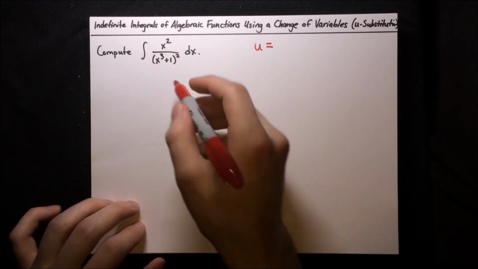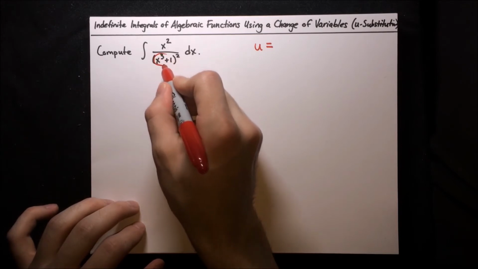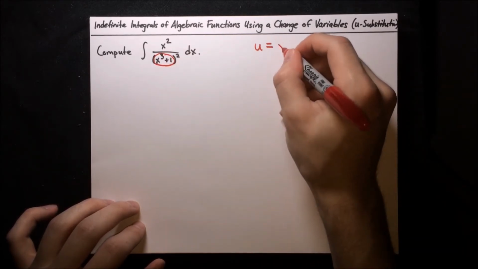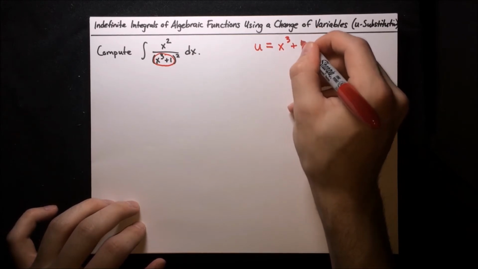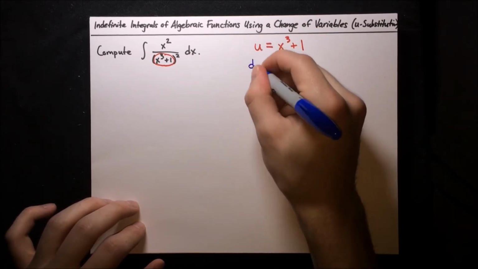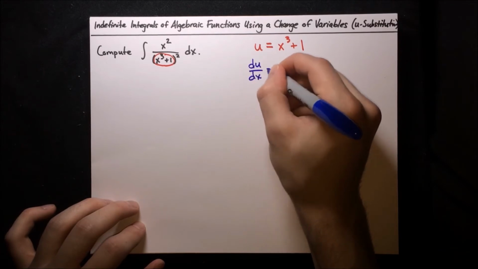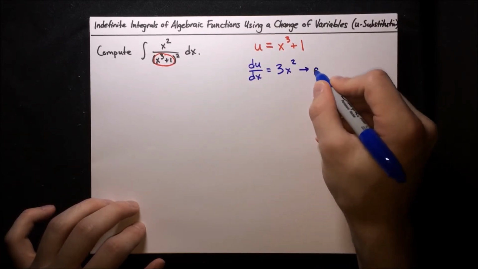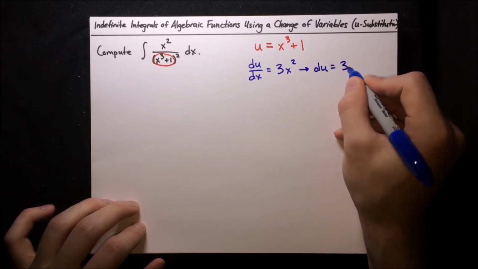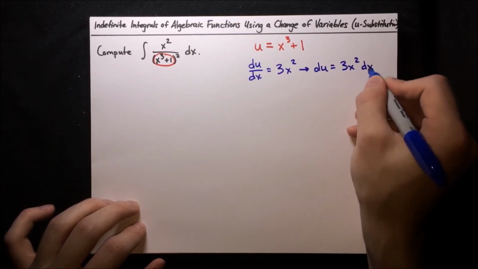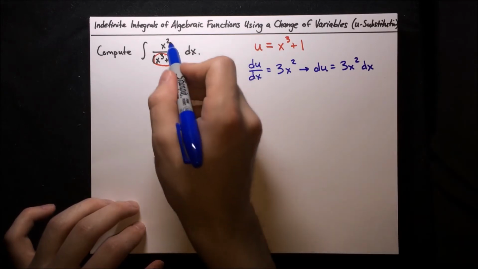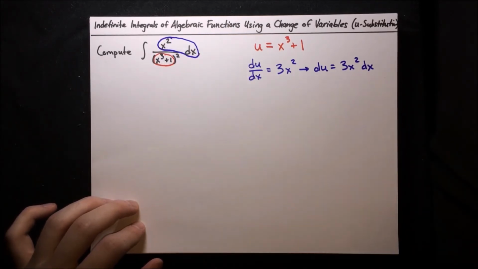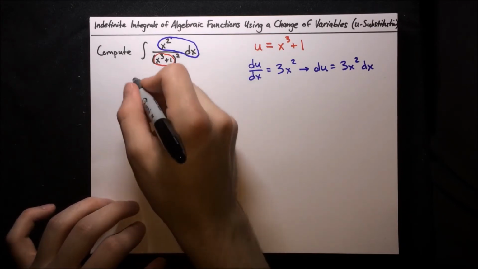So let's just set u equal to this expression inside the square in the denominator, u equals x cubed plus 1. That way du/dx is equal to 3x squared, which means du equals 3x squared dx. And we've got an x squared dx over here, so we'll be able to make this work, as you'll see. So why don't we just rewrite the integral now?